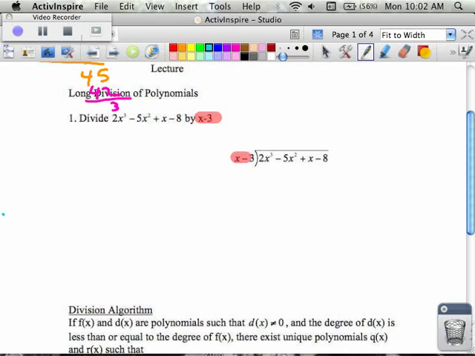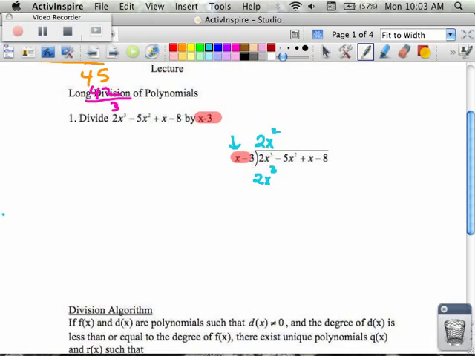So to do this problem, I say to myself, okay, looking at this x right here, what do I have to multiply x by to turn it into 2x cubed? Joe? 2x squared. So I write down 2x squared. Once I write that down, I take that thing that I wrote down and I multiply by each thing on the outside of the division. So 2x squared times x is 2x cubed.